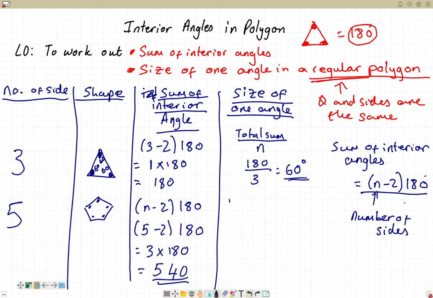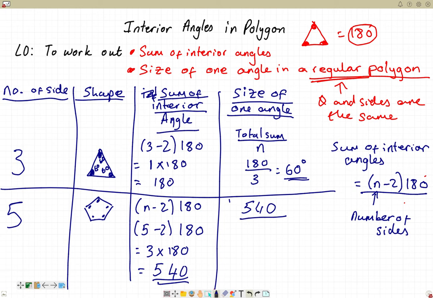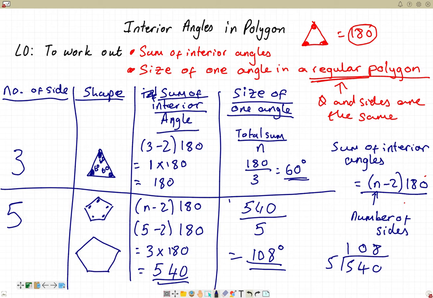Okay, so all of those 5 angles add up to 540. What's the size of one of them? So the size of one of them would be 540, the total sum, divided by number of sides, 5. So that gives me 108 degrees. Okay, so in a pentagon, all of the angles add up to 540, but each of them is 108.